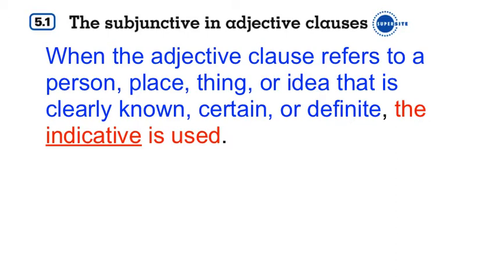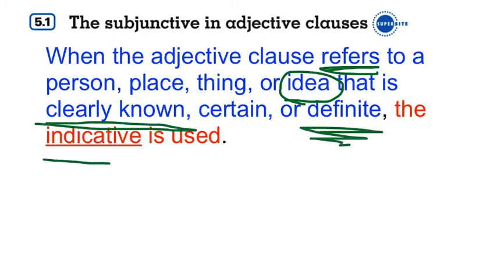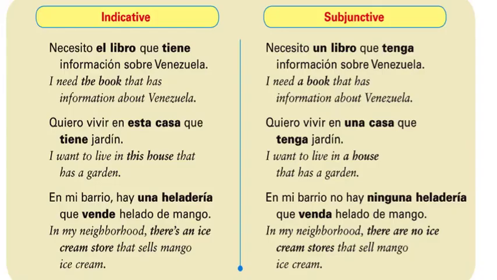And just like we learned in noun clauses and adverbial clauses, we also can use the indicative. If the adjective clause refers to a person, thing, place, or idea that is clearly known, certain, or definite, that's when we use the indicative. So now take a look at these models right here.